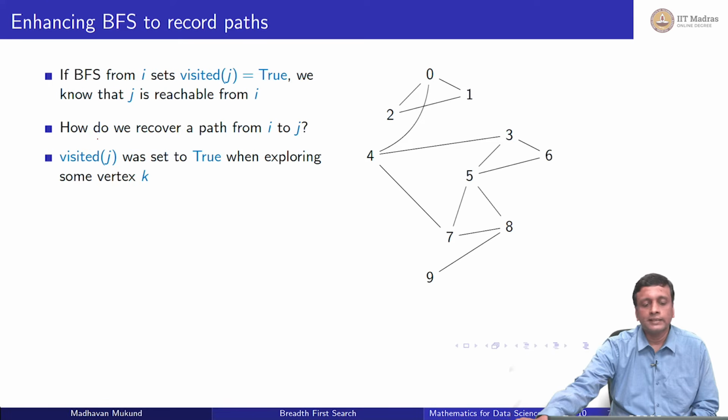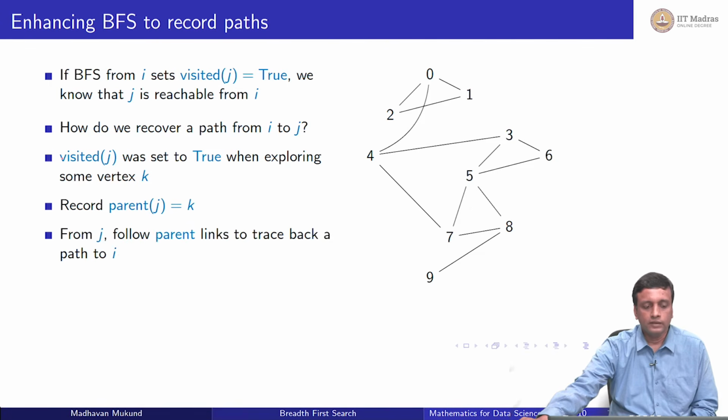So this is now something that we can fix, right? So how did we get to j? We reached j because we explored j from some k. So if we keep track of how we reached each vertex, we can work backwards and extract the path. So visited of j was set to true when we explored some vertex k. So we can say that the parent of j, the reason that j got added to the visited set, was k.